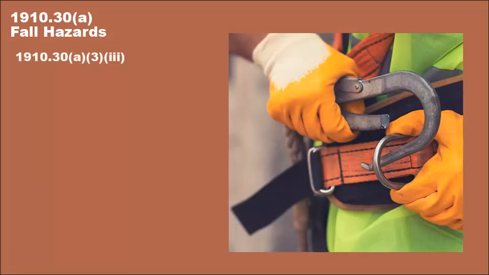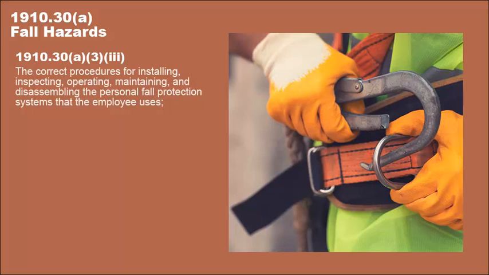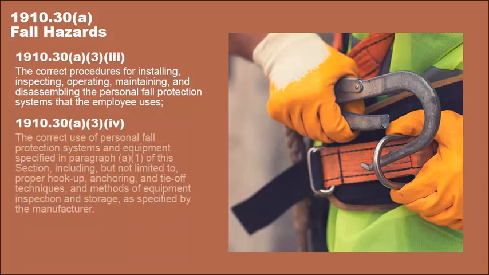Section (a)(3)(iii) explains that the employee must be trained in the correct procedures for installing, inspecting, operating, maintaining, and disassembling the personal fall protection systems that the employee uses. Section (a)(3)(iv) states the employee must also be trained in how to correctly use personal fall protection systems, proper hookup, anchoring, and tie-off techniques, and methods of equipment inspection and storage. And these should all be specified by the manufacturers of the equipment.